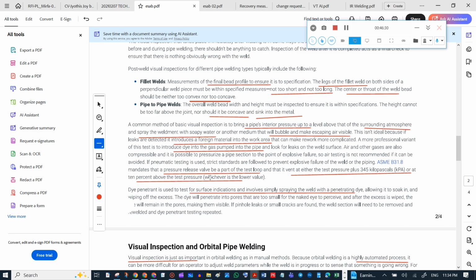A common method of basic visual inspection is to bring the pipe's interior pressure up to a level. So, that is checking; we are not interested in that here, it is the hydro test we are doing.